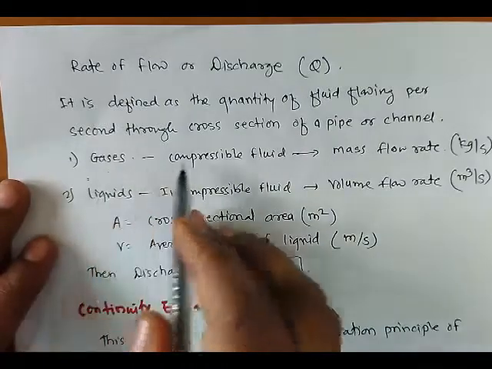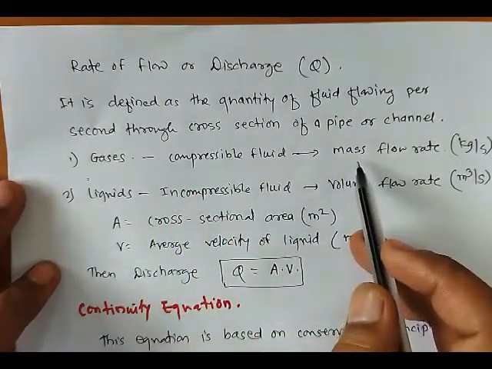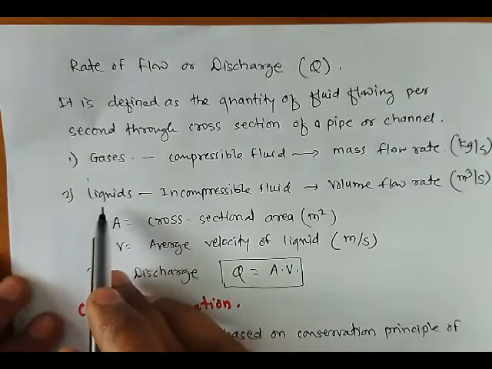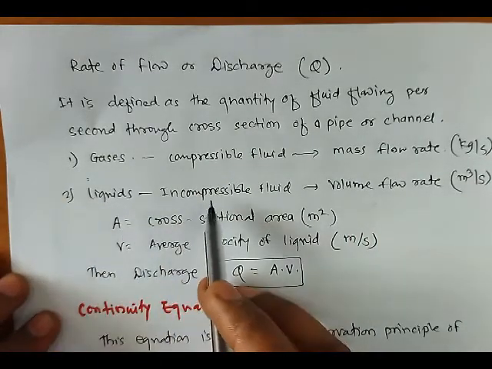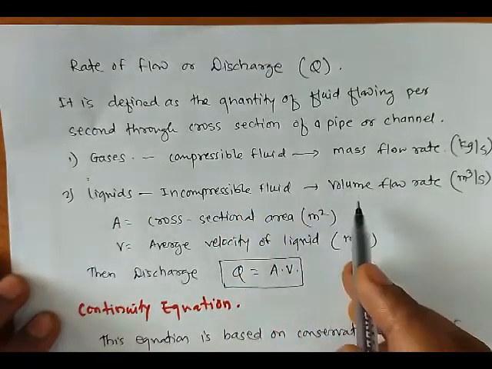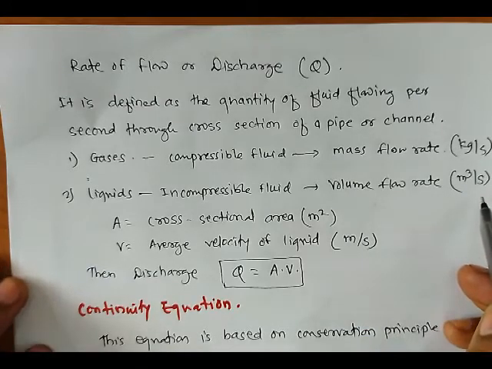So gases are generally compressible fluids, and we can measure the discharge in terms of mass flow rate. It has unit kg per second. Then liquids are generally considered as incompressible fluids, and we measure the discharge in terms of volume flow rate. It has unit meter cube per second.